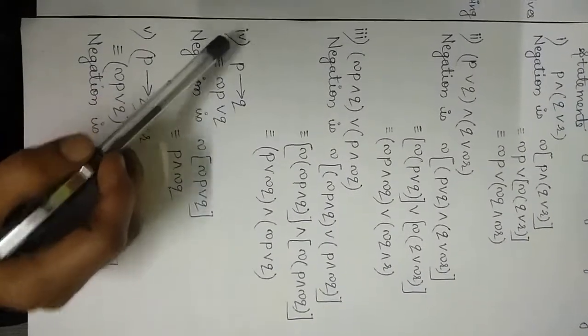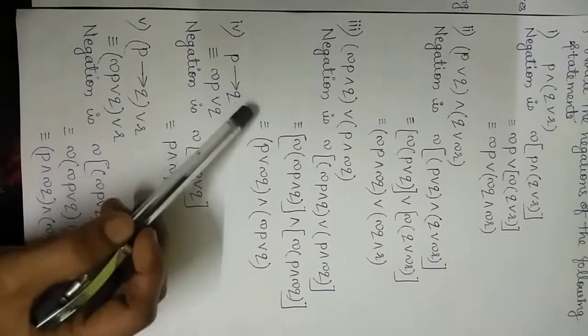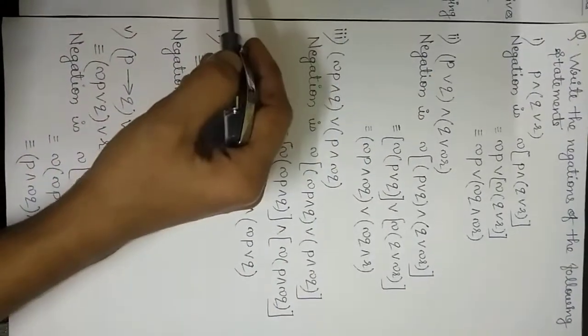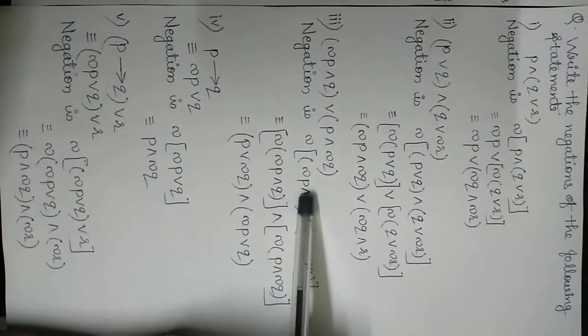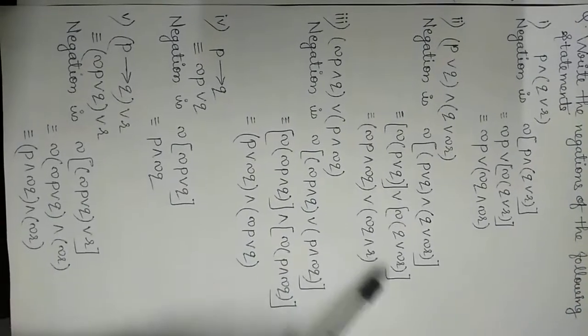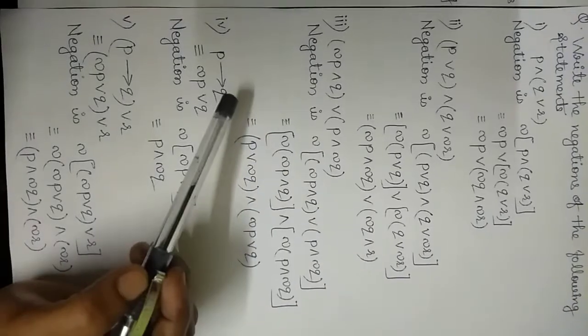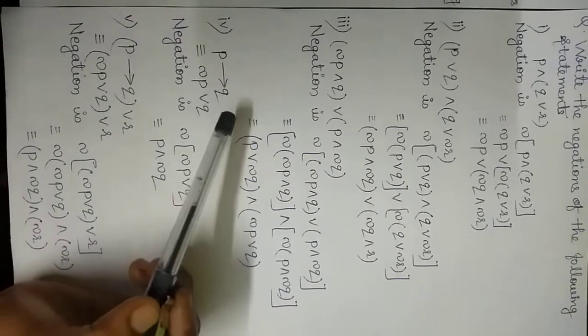Now fourth one, P implies Q. Now while we learn about the dual and negation, I told you that OR will become AND and AND will become OR, but we have not discussed about the implication and double implication.